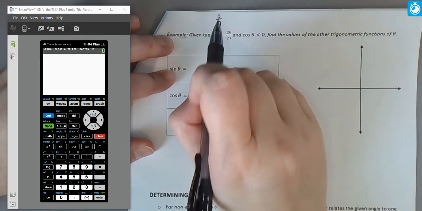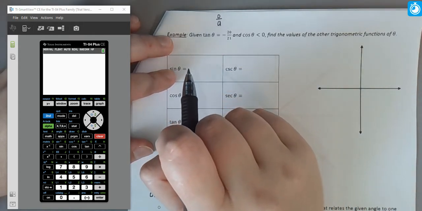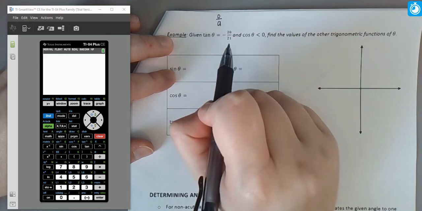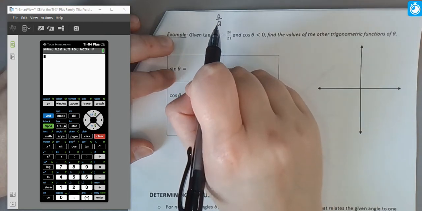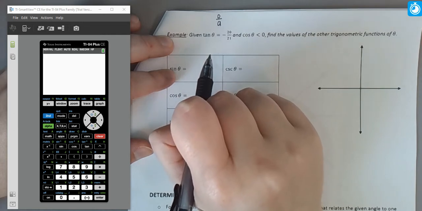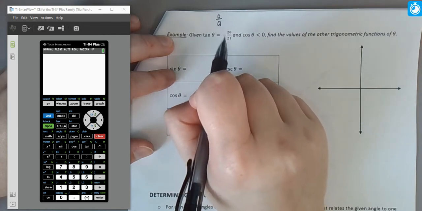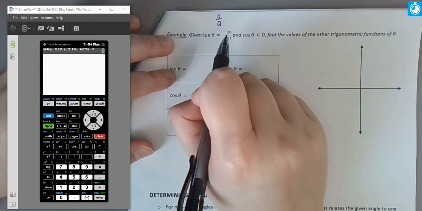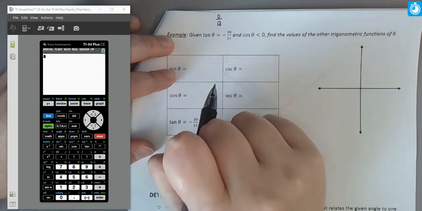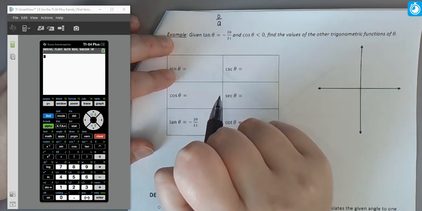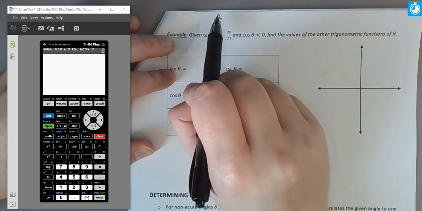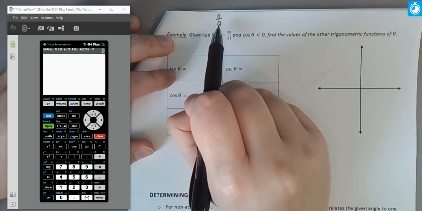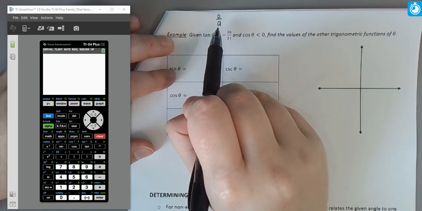Now, because either opposite or adjacent could be negative, we can't definitively say this one's negative and this is positive, or this is positive and this is negative. We can't definitively say that yet. What we can say though is that if we divide these two numbers and the result is negative, the two numbers have to have different signs. We can make that determination. So either it's negative over positive, or it's positive over negative.